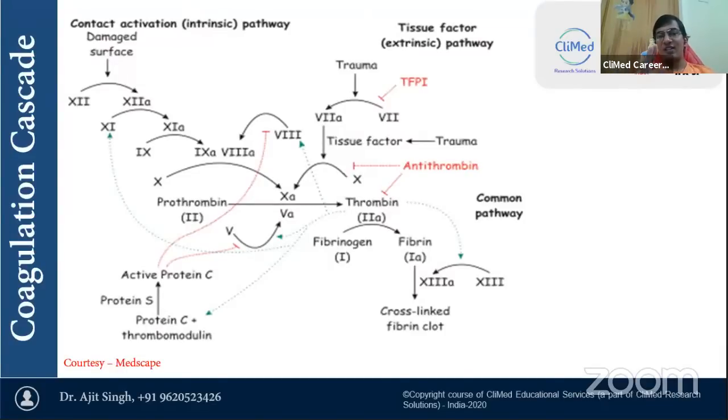In extrinsic, there is only 7. By the tissue factors at the trauma site, at the injury site, 7 will convert into 7A, and then 7A will convert factor 10 into 10A. So this 10 here is the major factor, which actually takes part in the conversion of prothrombin into thrombin.